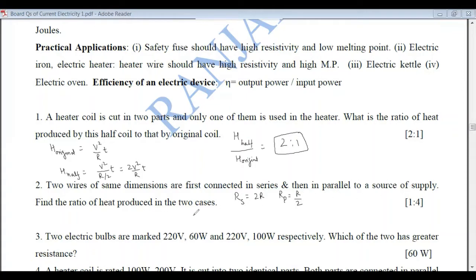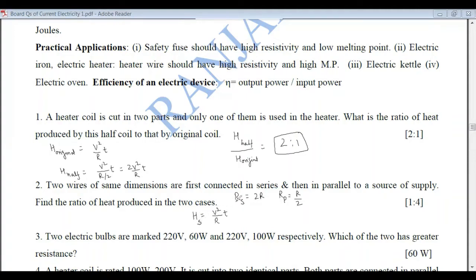So again, which formula will be used for the heat produced? Heat produced will be equal to V square upon R into T. Why? Because they are connected to the same source of supply, so V will remain the same. Hence we have to use this formula. So this is the formula for the heat produced.